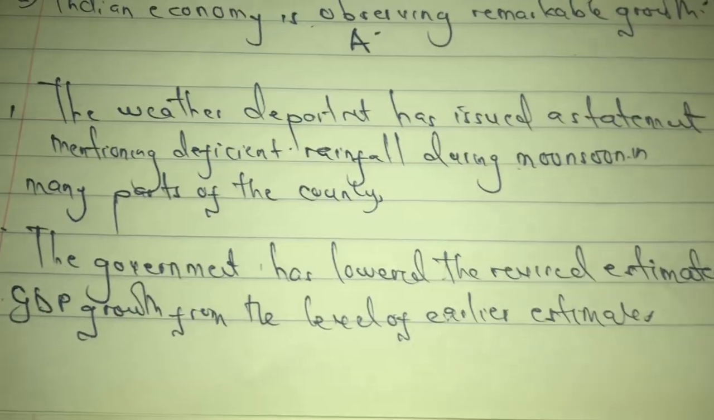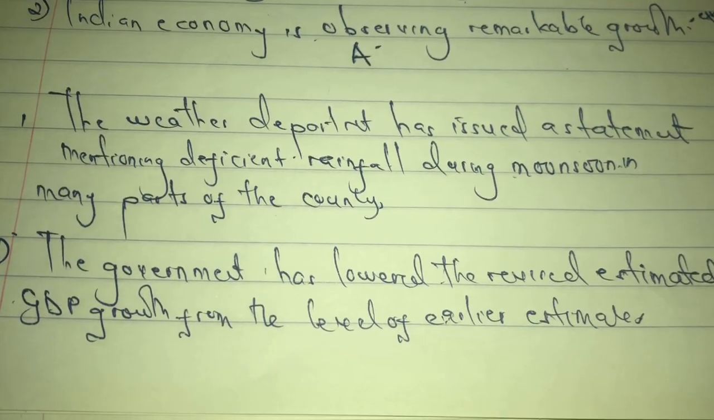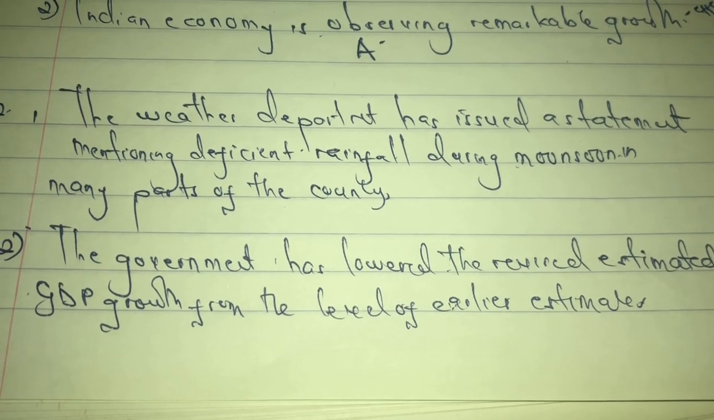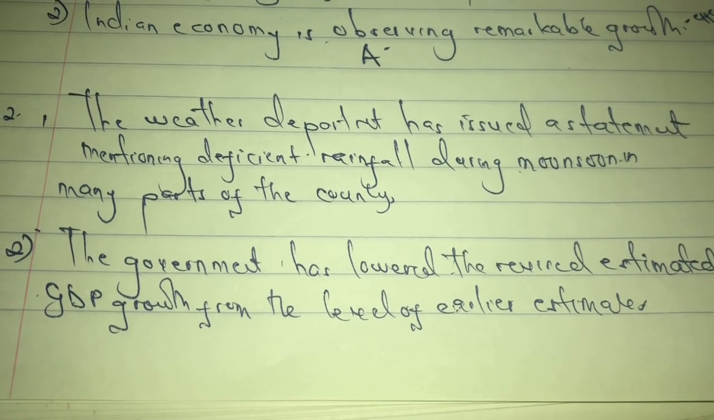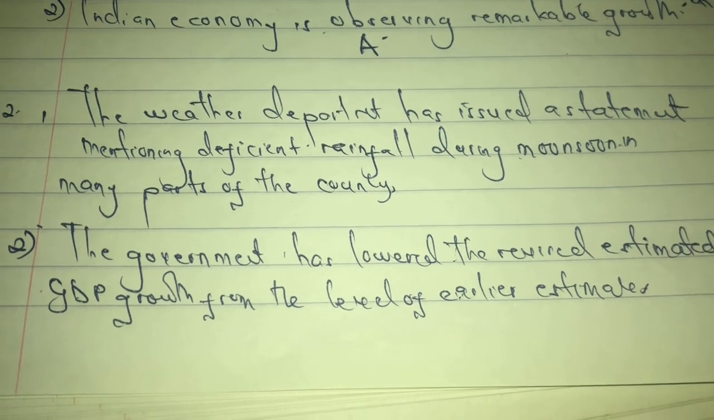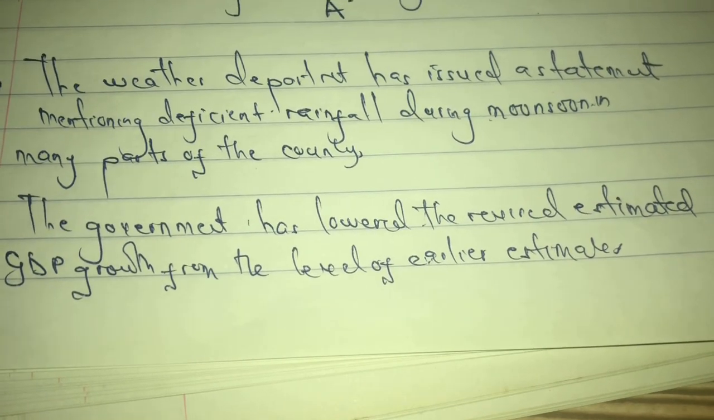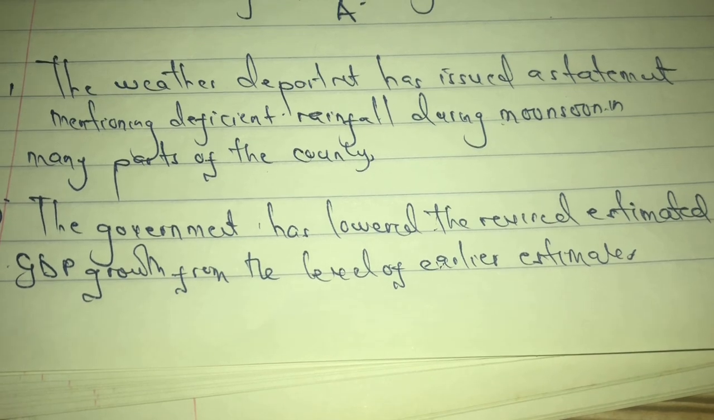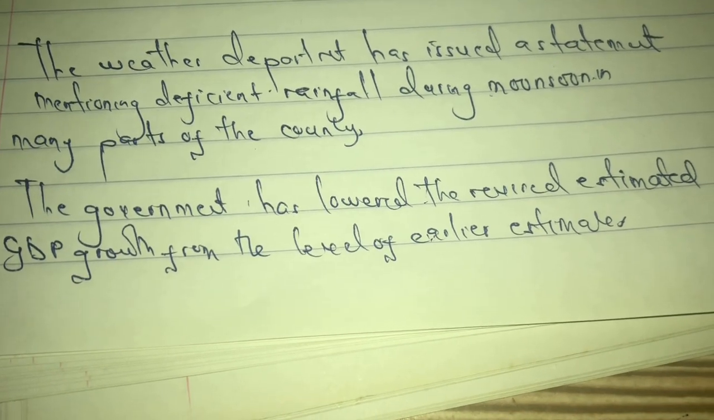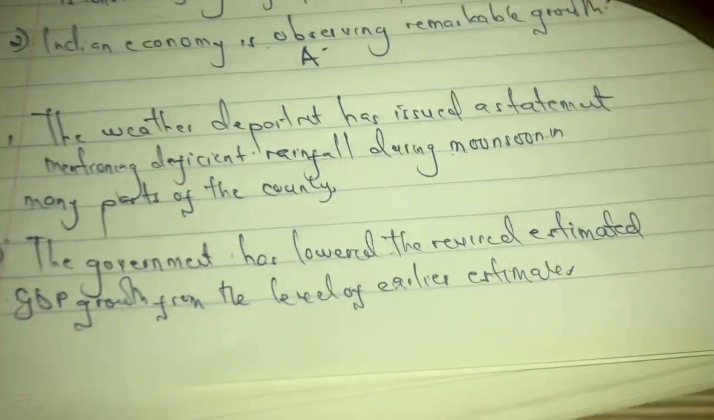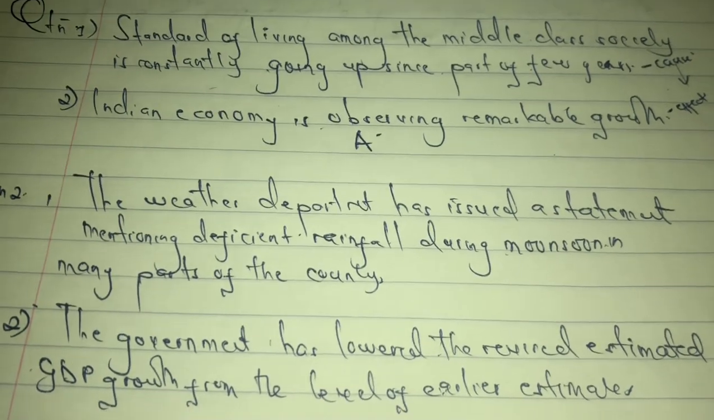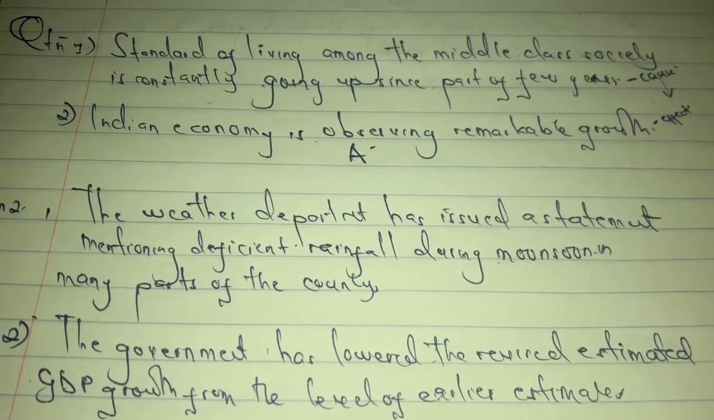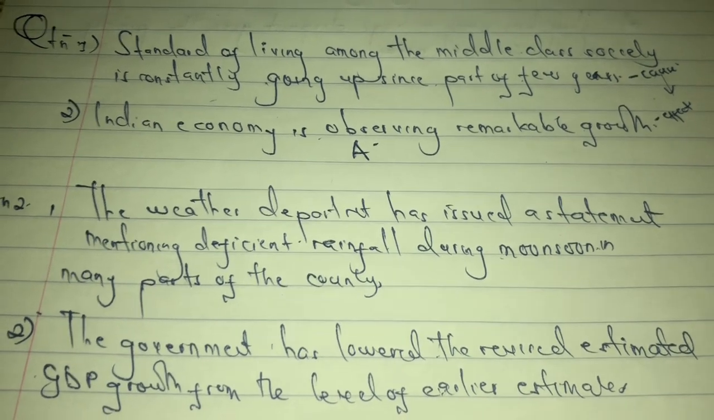They are saying the weather department has issued a statement mentioning deficient rainfall during monsoon in many parts of the country. Then next they are saying the government has lowered the revised estimated GDP growth from the level earlier estimated. Are we together? So they are saying here, first of all, the weather department has issued a statement mentioning deficient rainfall during monsoon in many parts of the country.